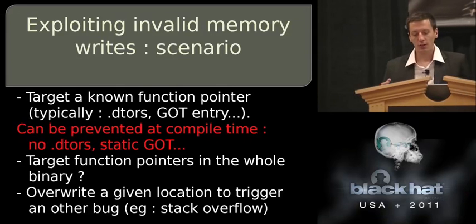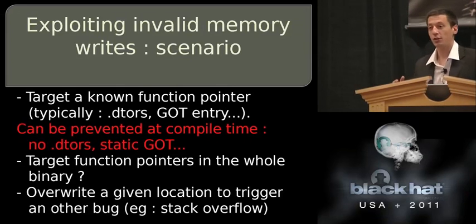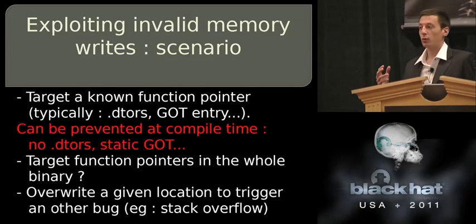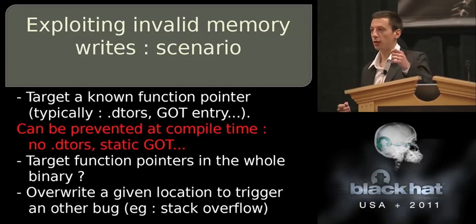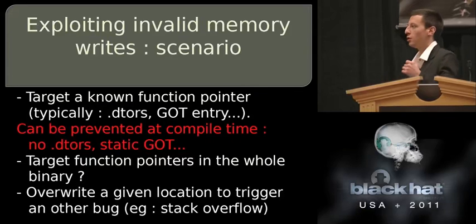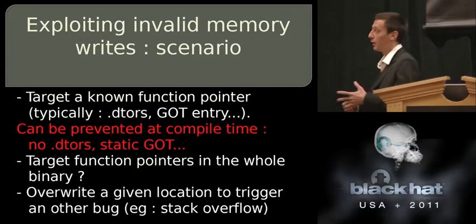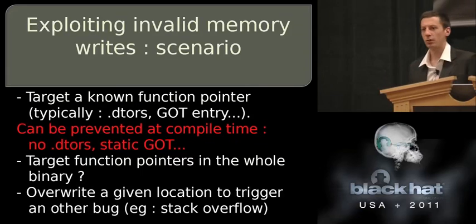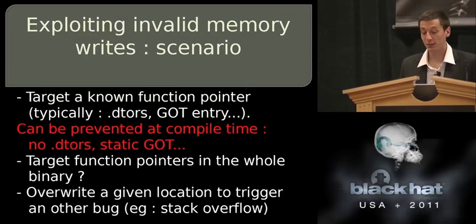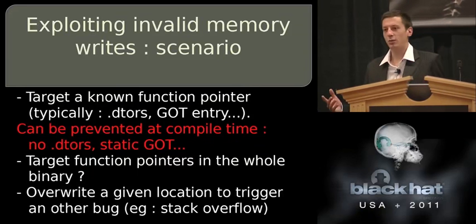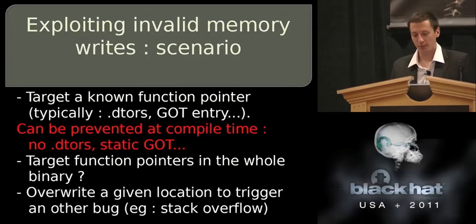Thing is, this takes a lot of reverse engineering. Typically, what you would do if you could trigger a bug which creates an invalid memory write would probably be to single step inside your debugger to try to find a function pointer dereferenced. And if the application is pretty big, you'll just never find it. This is not scalable. So we need to find something better.